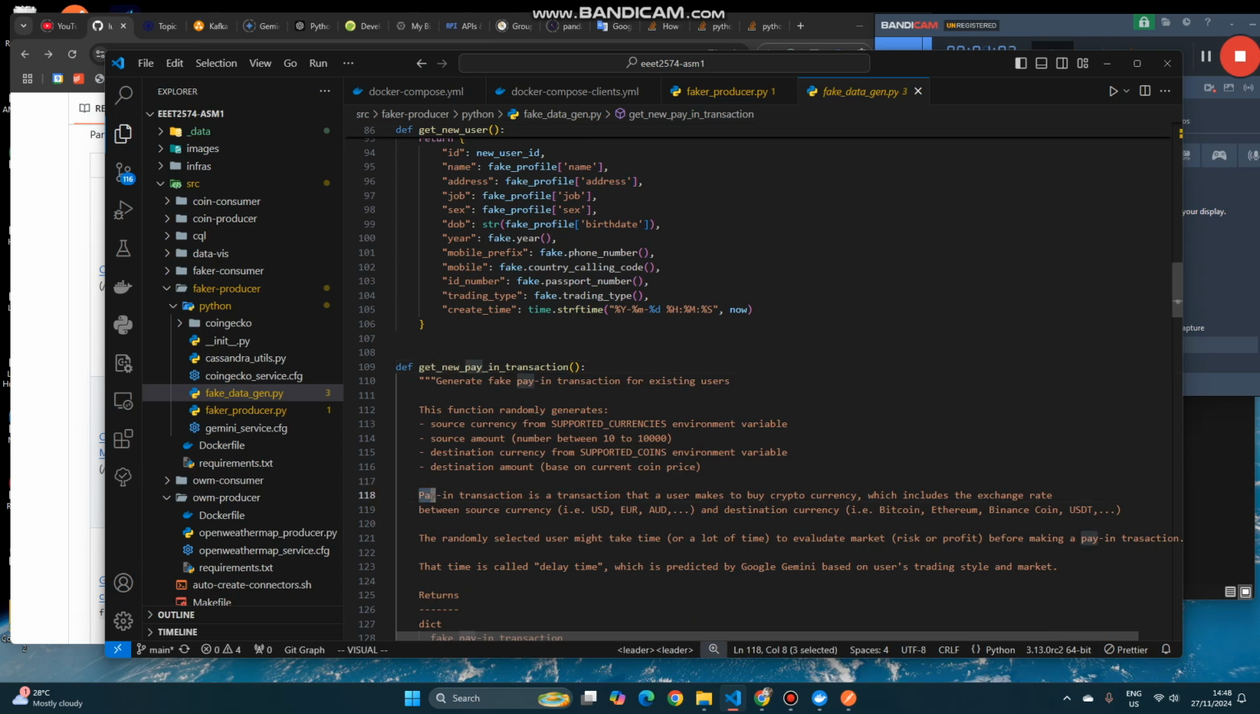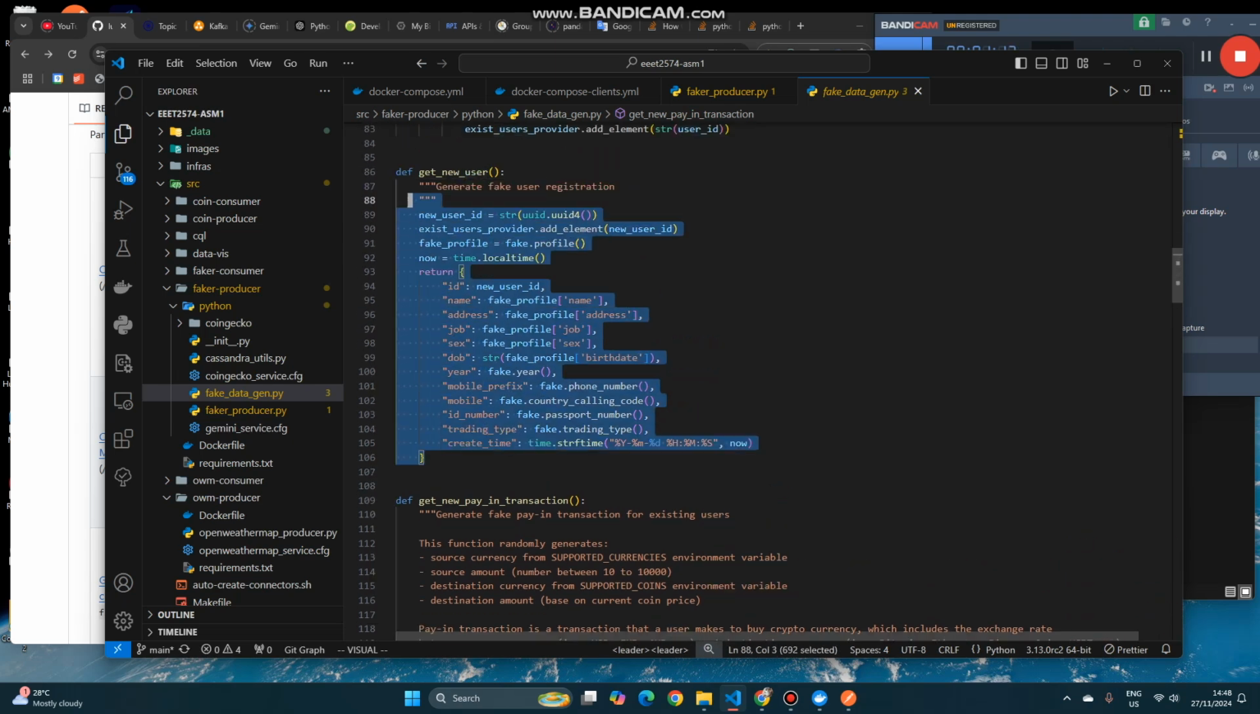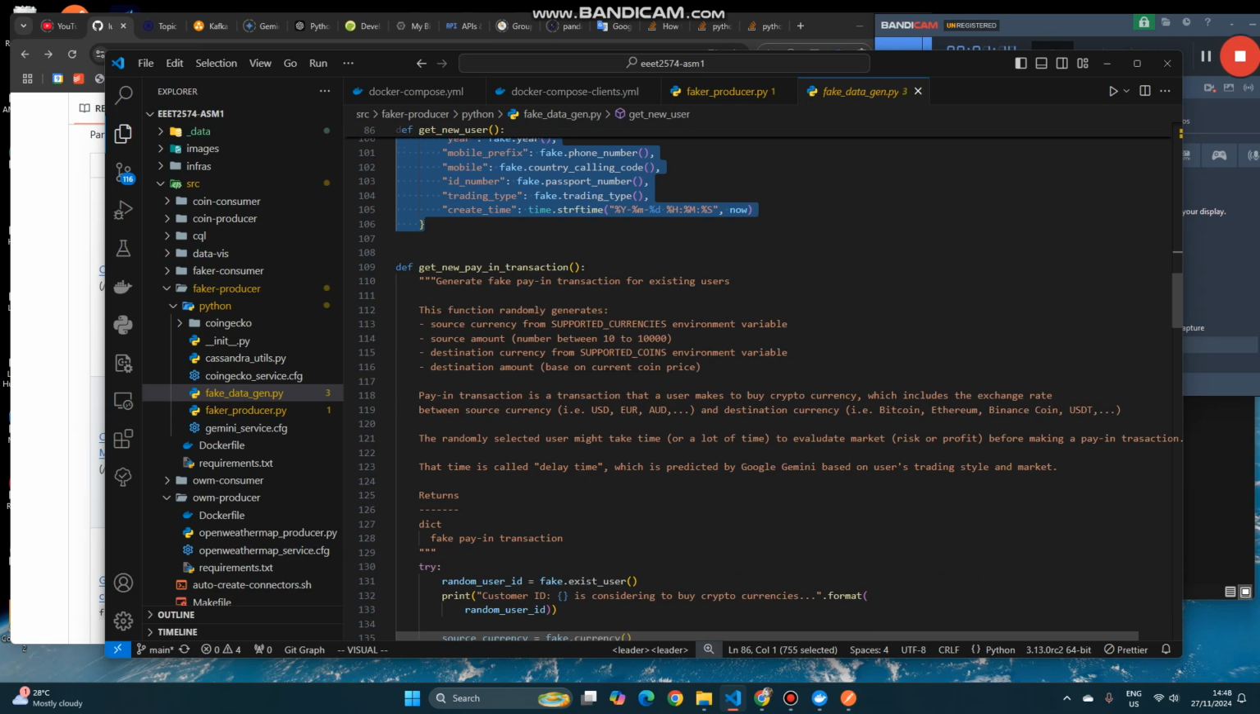So let's talk more about the pay-in transaction. This pay-in transaction is a transaction by an existing user in our application, who will be picked randomly by the Faker library. We're going to pick a random user, and that user is going to buy cryptocurrency. So the pay-in transaction contains the source currency, which is USD, and the destination currency, which is the cryptocurrency that the user wants to buy.